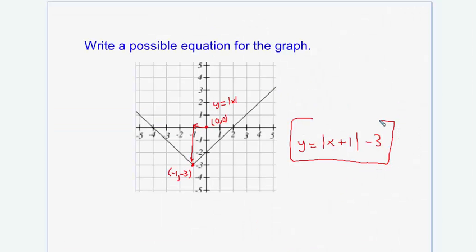Even though I've given you the solution to this particular problem, we could look at this problem in a little more detail by using function notation. I started by identifying that the toolkit function for the original graph was the absolute value function. So I started with f of x equals the absolute value of x.